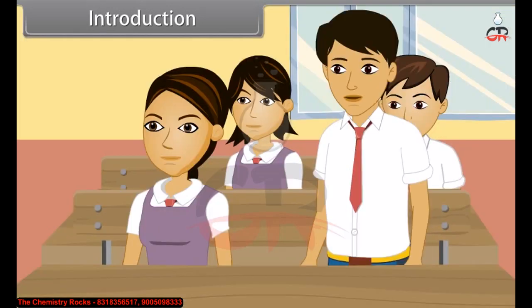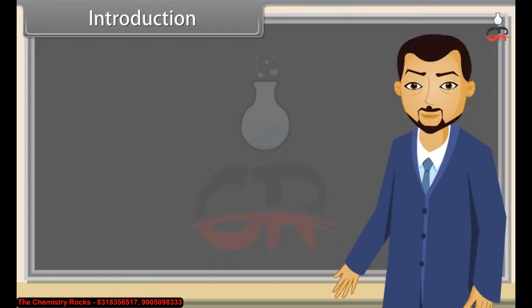Sir, what happens if our body cannot get vitamin D? Due to deficiency of vitamin D, many serious diseases can occur, like rickets, obesity, heart disease, or high blood pressure. Students, today we will study all these topics in our chapter Biomolecules.